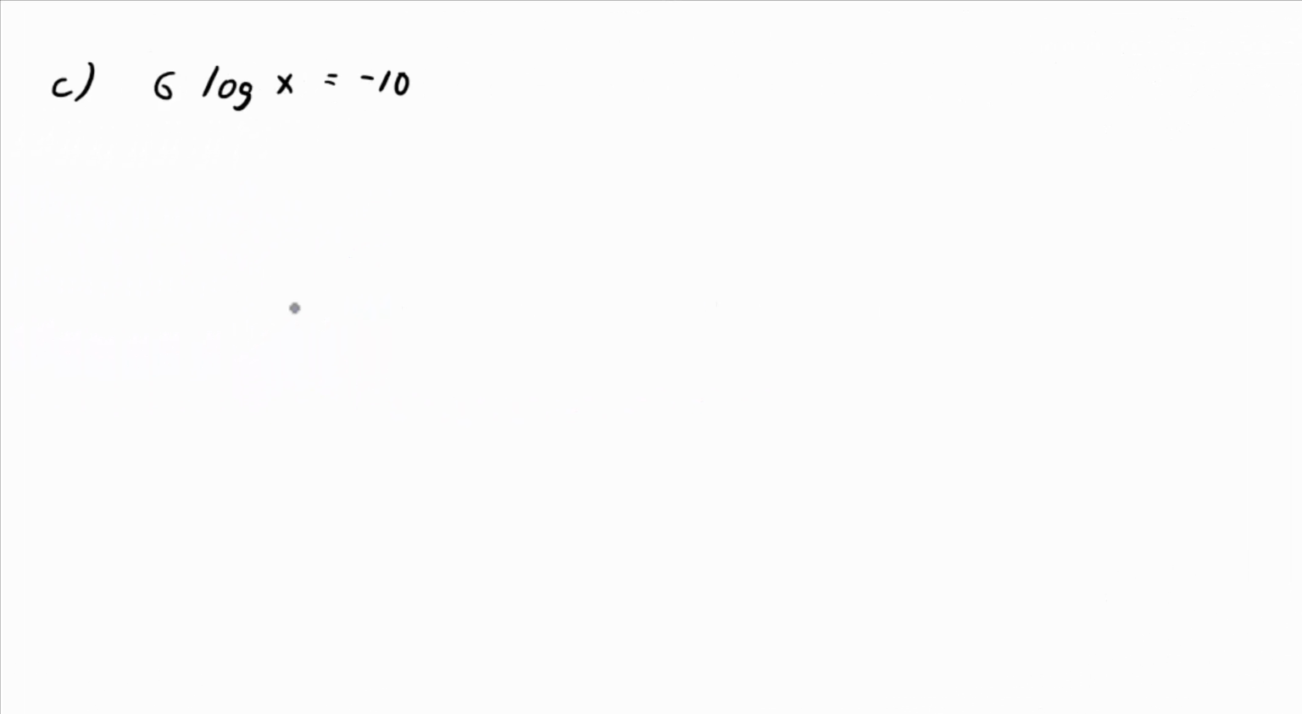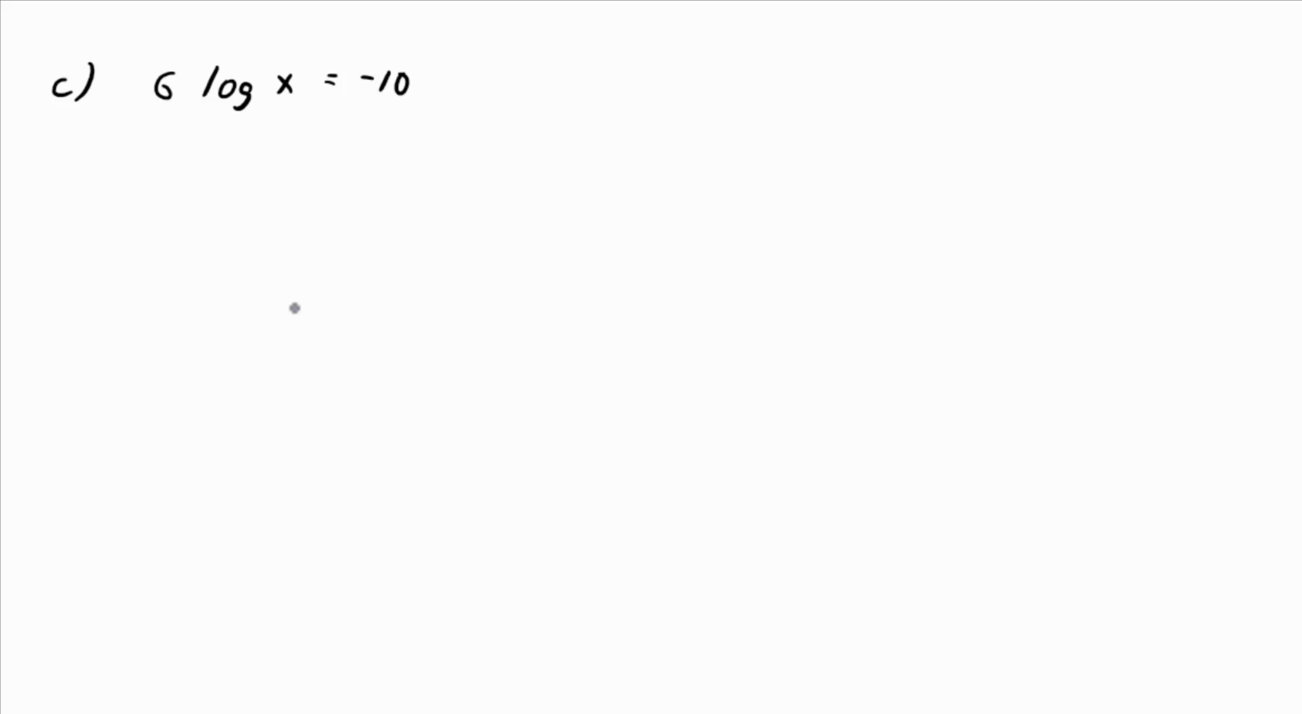Part C, we have 6 times log of x equals -10. Okay, now notice we looked at two prototypical cases. Either you have a single logarithm on one side and a regular constant on the other, or you can reduce it to a log on both sides. Which one do you think this is going to be? There's a 6 in front of it, but I see just one log function, don't you? I don't see a log function on the other side. So I think this is going to be more like part A.